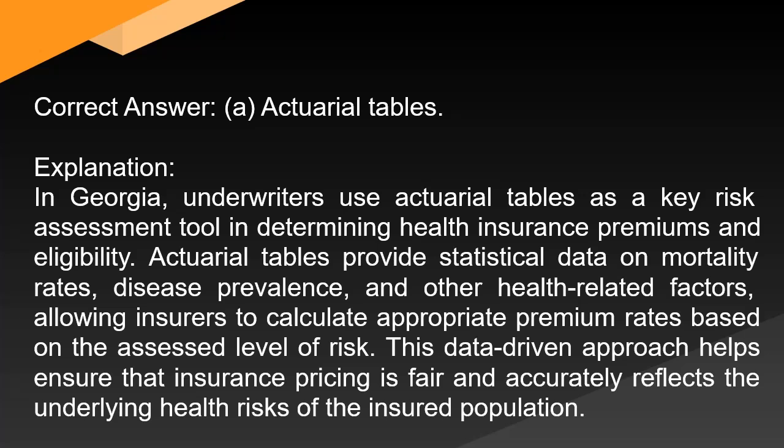Correct answer. A. Actuarial tables. Explanation. In Georgia, underwriters use actuarial tables as a key risk assessment tool in determining health insurance premiums and eligibility. Actuarial tables provide statistical data on mortality rates, disease prevalence, and other health-related factors, allowing insurers to calculate appropriate premium rates based on the assessed level of risk. This data-driven approach helps ensure that insurance pricing is fair and accurately reflects the underlying health risks of the insured population.